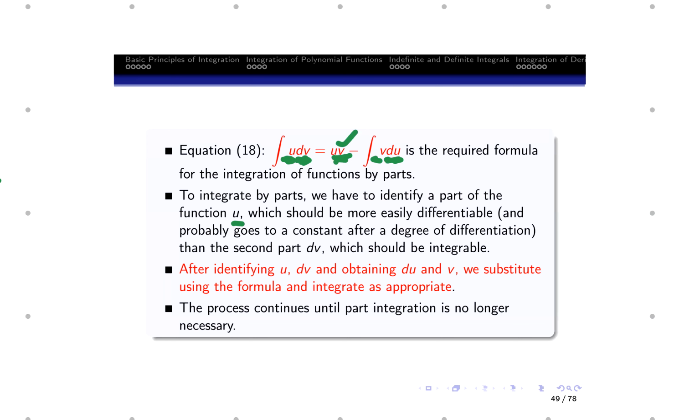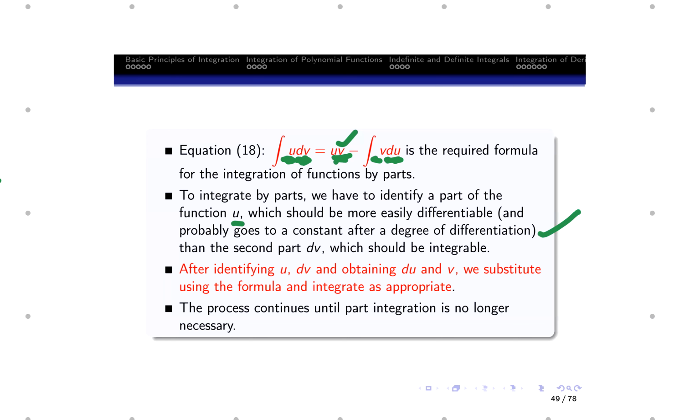Okay. All right. So to integrate by parts, we have to identify a part of the function called u, which should be more easily differentiable and probably goes to a constant after a degree of differentiation. There's no guarantee that if you keep differentiating you will get to 0 one day, but if it can get to 0, all the better. So then the second part, dv, should be integrable. This dv part should be something you can easily integrate.